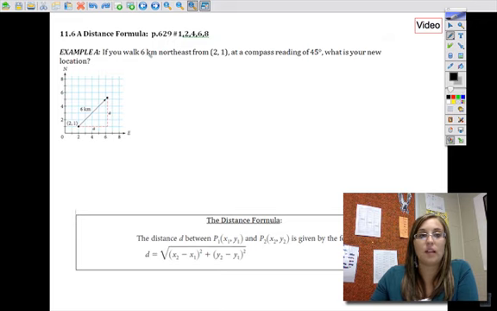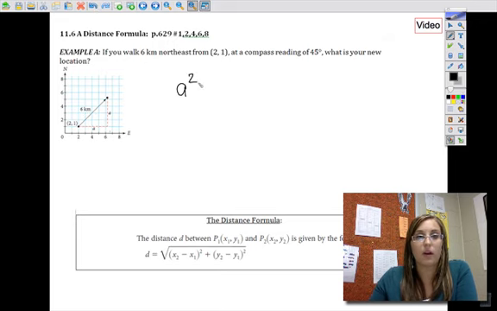So the example is: if you walk 6 kilometers northeast from (2, 1) at a compass reading of 45 degrees, what is your new location? So that means that this is 45 degrees here at this angle. And what I know about a 45-degree angle is that I'm walking in a straight diagonal direction. That means my horizontal and my vertical distance are going to be the same. So they're both a.